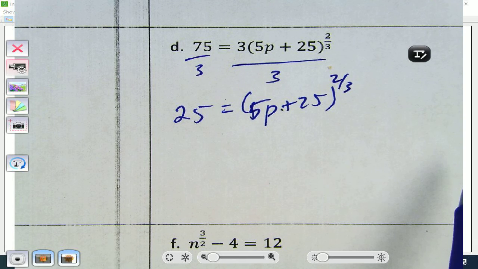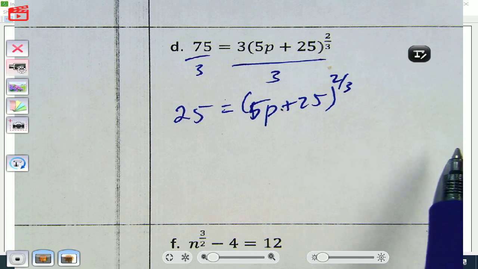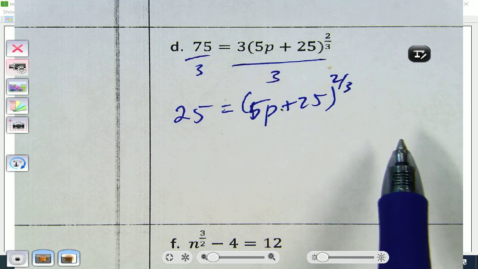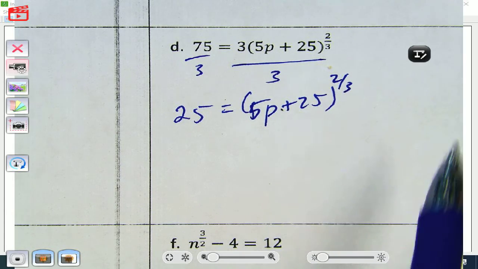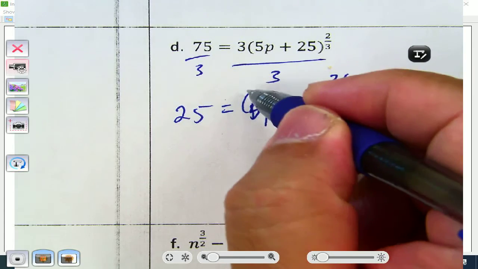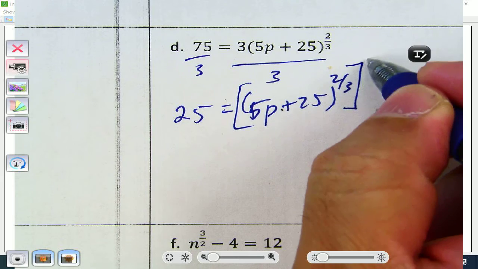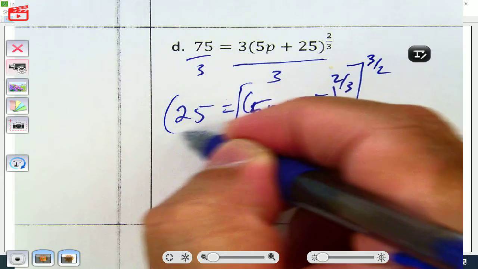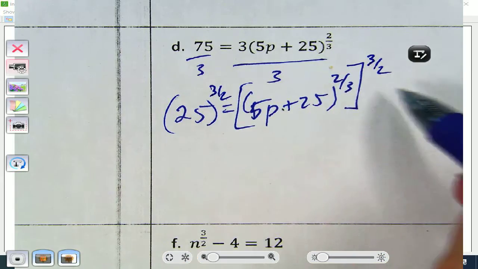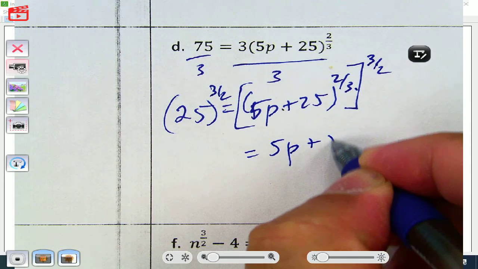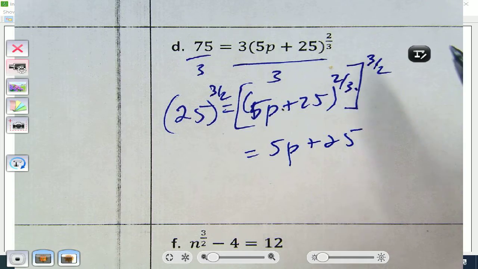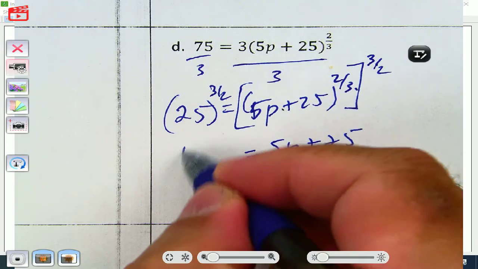Put parentheses around it and include. Alright, so now I'm going to get rid of the 2/3 by raising both sides to the 3/2. It's the reciprocal of that. So 3/2 and 2/3 cancel. So on the right hand side, you just have 5p plus 25. On the left side, you put that in the calculator. You get 125.